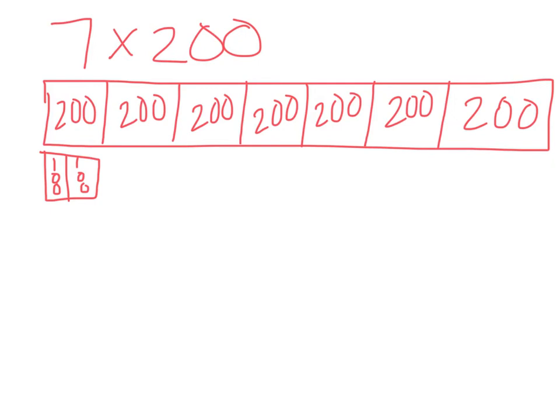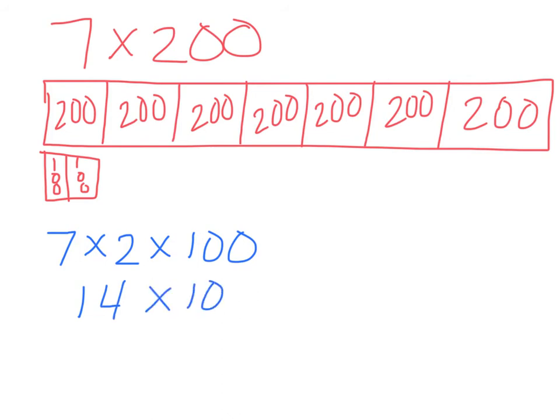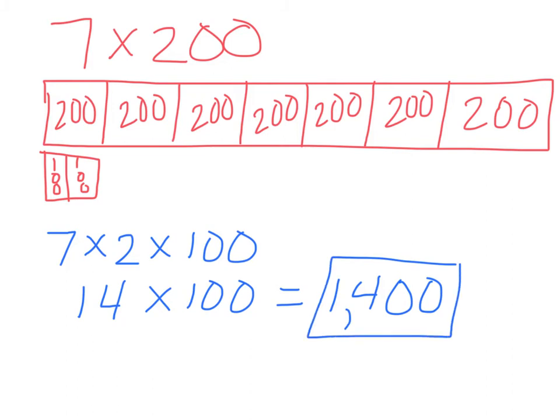So we can think about this problem in this way. We have 7 sets of 200 or 7 sets of 2 100s, which makes this problem much more simple to calculate. Now we have 7 times 2, giving us a value of 14, times 100. Our 100 rule says that any time we multiply by 100, we simply add 2 zeros after the number. Therefore, our answer is 1,400.